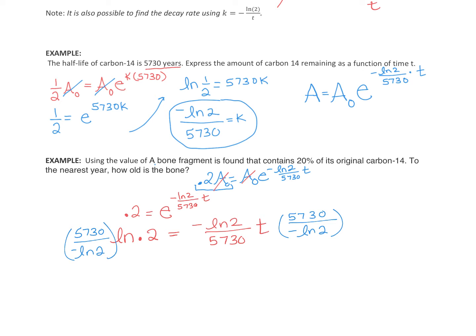At this point, we can use our calculator to solve for t. I get t is approximately 13,304.6 years. And so to the nearest year, the bone is 13,305 years old.